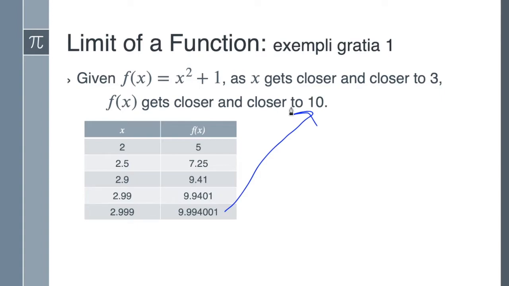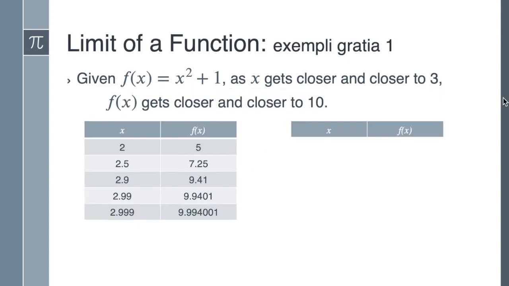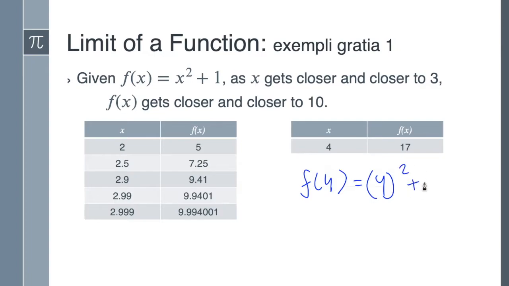Next, how about if we start with a number greater than 3? That is, we start with 4, then 3.5, and then go down nearer to 3. What will be the process? For 4, we're still going to substitute it here. So we have f of 4 equals 4 squared plus 1. That's 16 plus 1, that's 17.